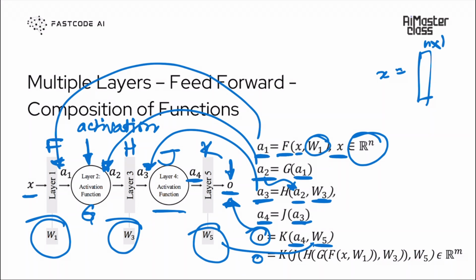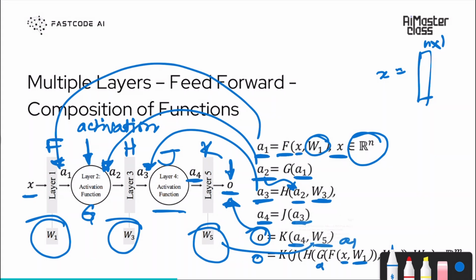If we were to write our output as one long equation, one long function, you can start with the first one. You say, oh, my x and W1 give me, so this one actually is A1. Now this A1 goes into G, right? And then G gives you A2. So what G will give you is A2. And then this goes into our next one and so on. So this is A2 and so on.